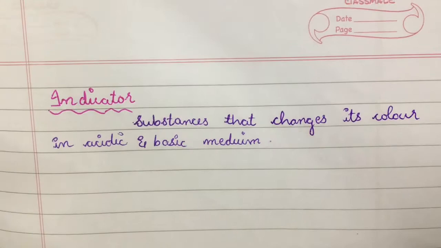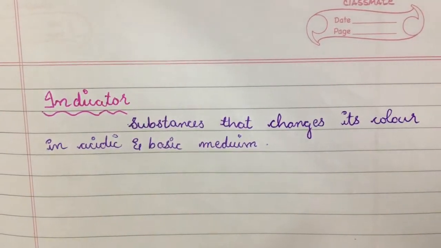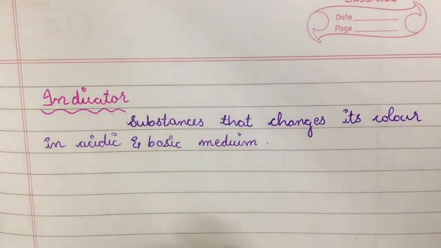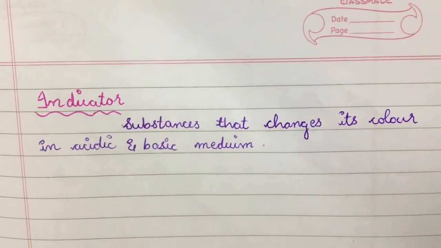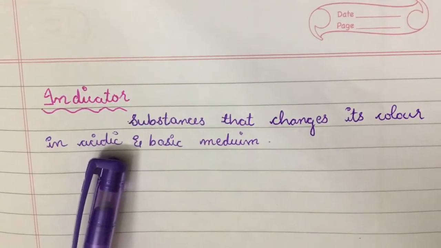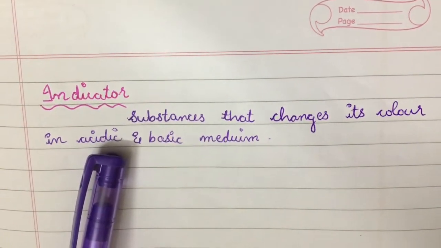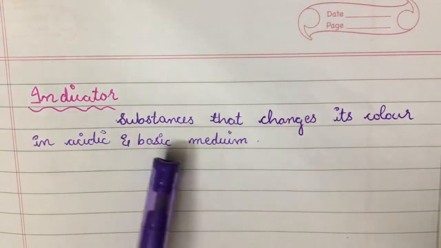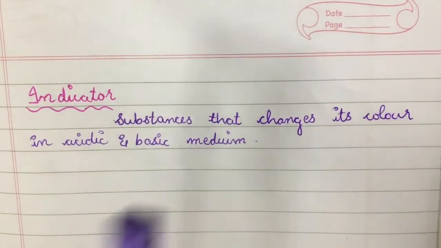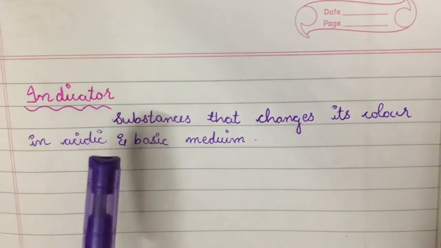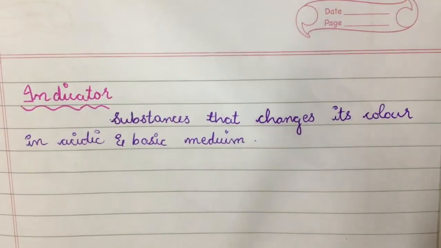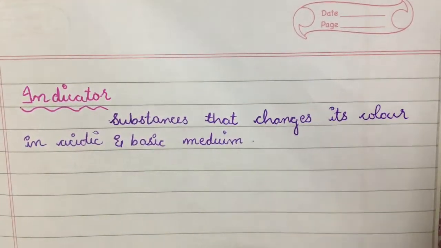Students, I hope you are very much familiar with the term indicator. An indicator is a substance which imparts color, that is, which will show some characteristic color change. In chemistry we can define an indicator as a substance that changes its color in acidic and basic medium. That is, these indicators will show one color in acidic medium and a different color in the basic medium.